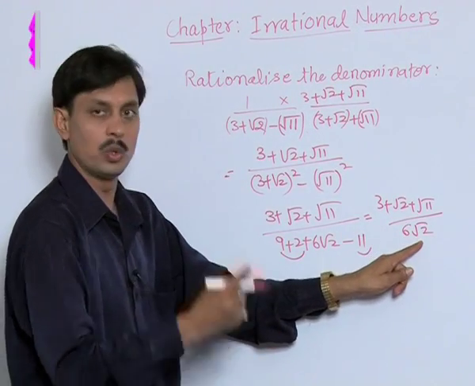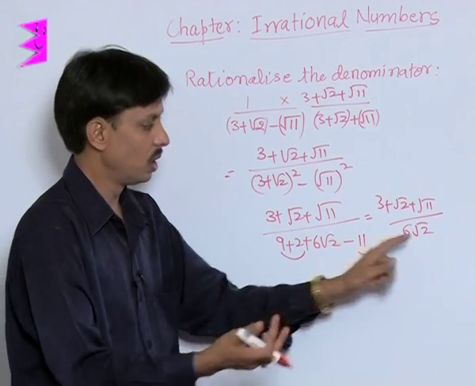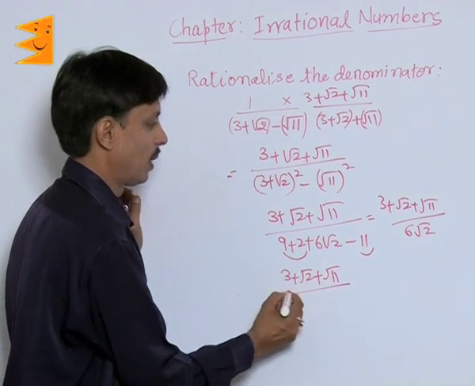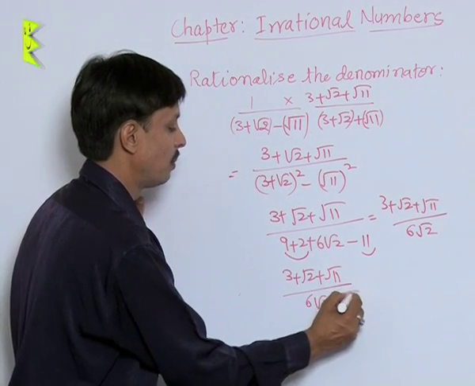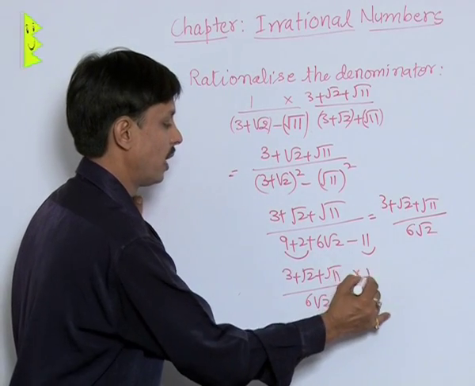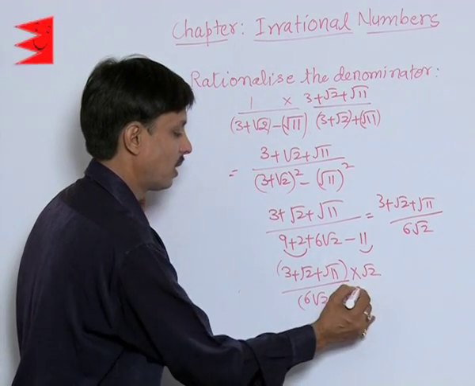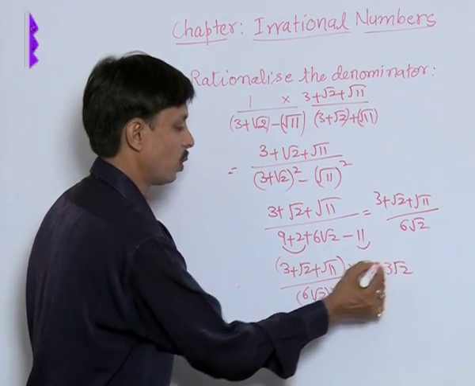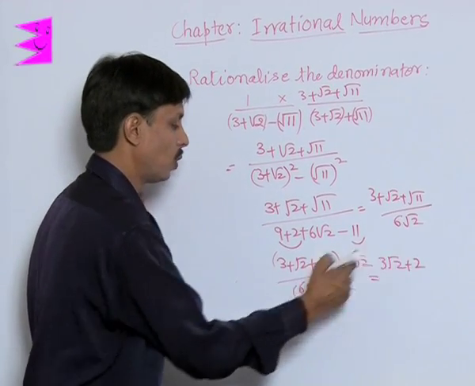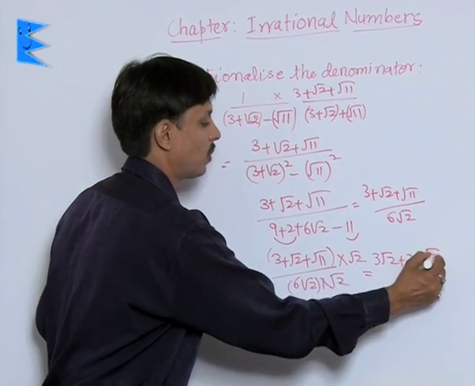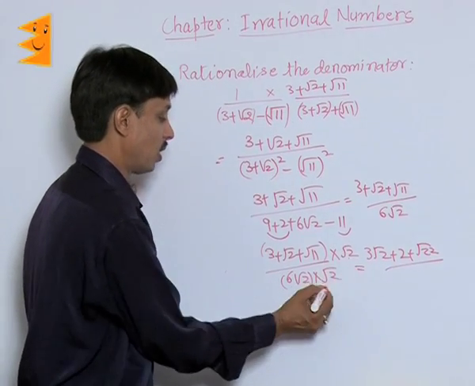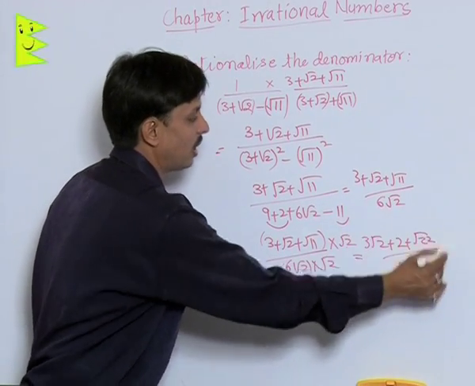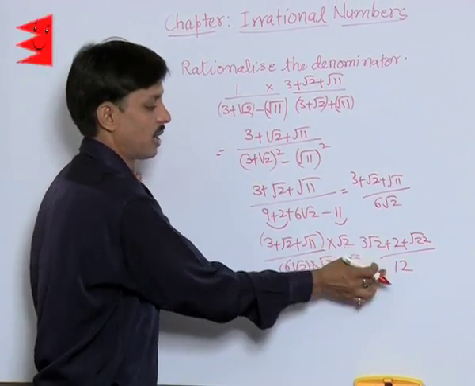Now the rationalizing factor of 6 root 2 is root 2. So 3 plus root 2 plus root 11 upon 6 root 2 needs to be multiplied by root 2 upon root 2. What do we get? 3 root 2, then root 2 into root 2 is 2, root 11 into root 2 is root 22, divided by 6 root 2 into root 2, that is 6 times 2, 12. So this is the final rationalized answer of a trinomial.